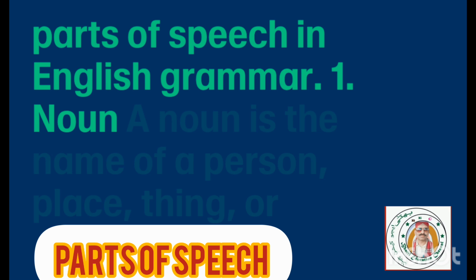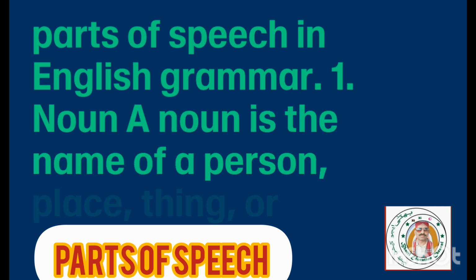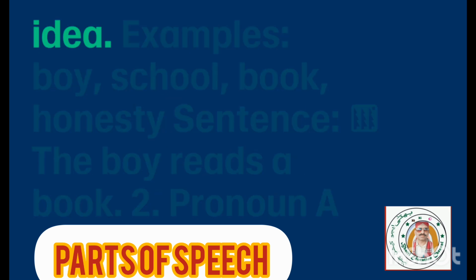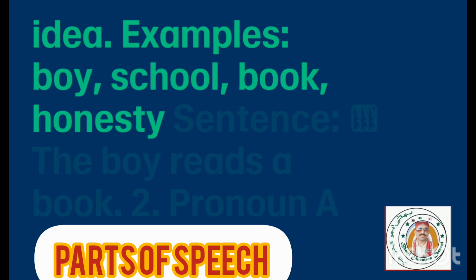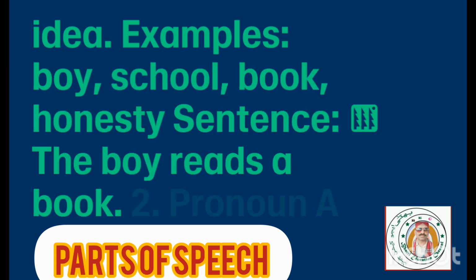1. Noun. A noun is the name of a person, place, thing, or idea. Examples: boy, school, book, honesty. Sentence: The boy reads a book.